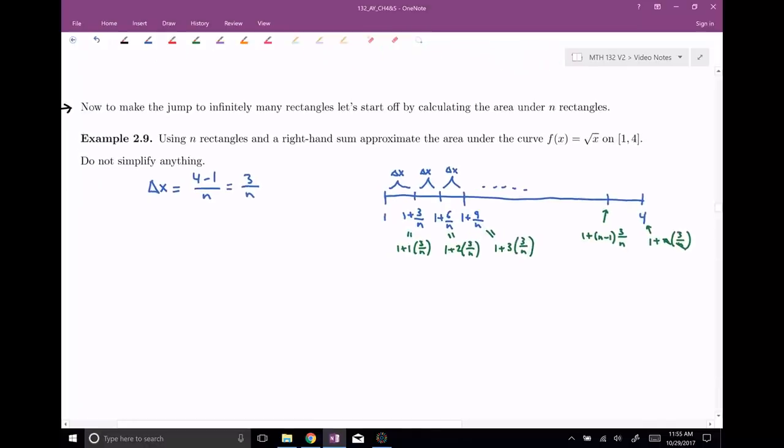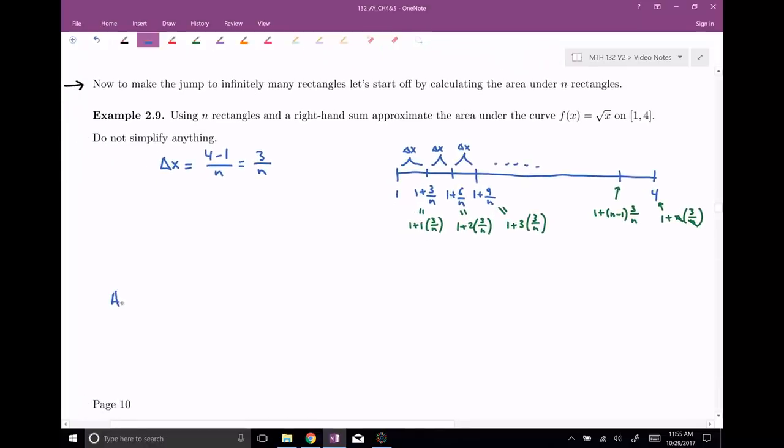So let's go ahead and calculate out this area here. Area is equal to, okay, our width, so that's going to be 3 over n times our height. Remember, we're using a right-hand sum here. So this is going to be, here's our x value, this 1 plus 3 over n, and we're plugging this into our square root function. So this is going to be the square root of 1 plus 3 over n.